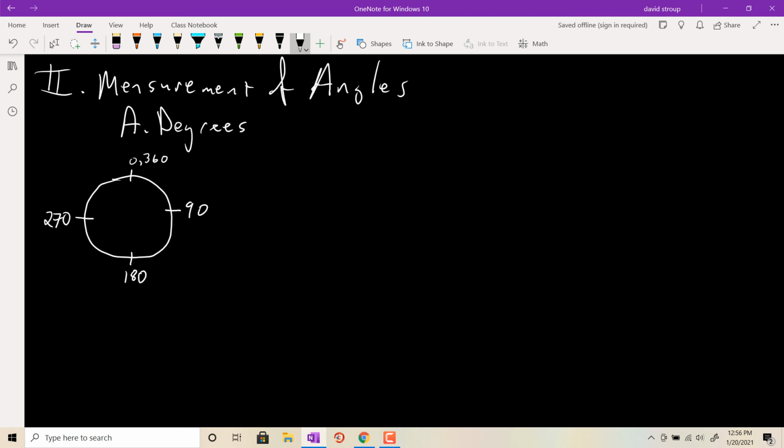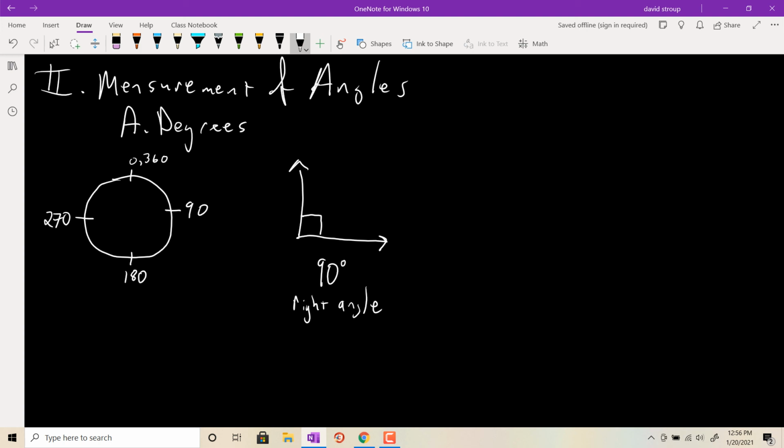Let's be a little bit more careful and define them in terms of initial and terminal sides. This angle right here would be a 90-degree angle, and we usually notate it with a little box in between the initial side and the terminal side. So this is 90 degrees, and it's also called a right angle.